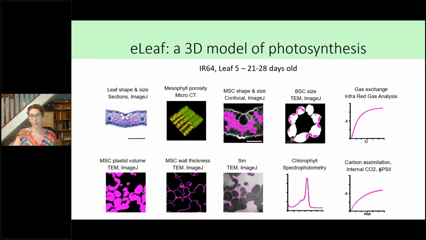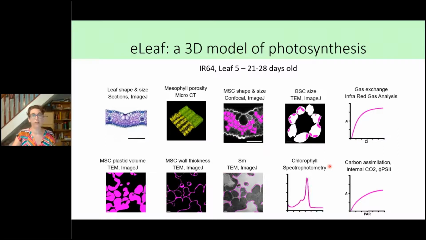We've used TEM imaging to look at the bundle sheath cells, the size and shape again, and the plastid, the chloroplast content. We've also looked at the mesophyll in more detail there, looking at the proportion of plastid, looking at the cell wall thickness, and measuring SM or SMES, which is the cell wall in contact with the air. We've extracted chlorophyll from those leaves, and we've also done gas analysis. So a lot of measuring.